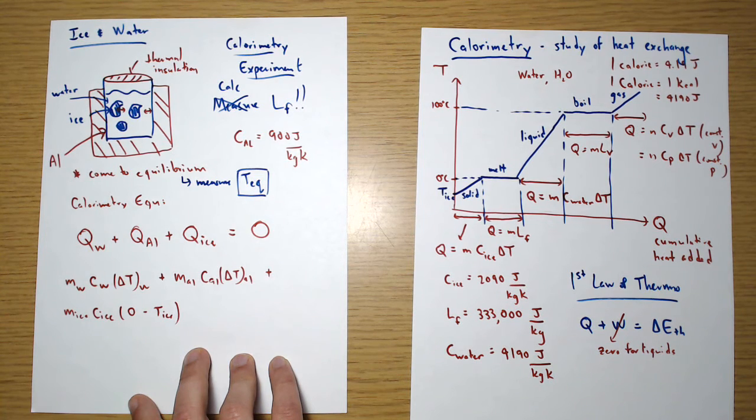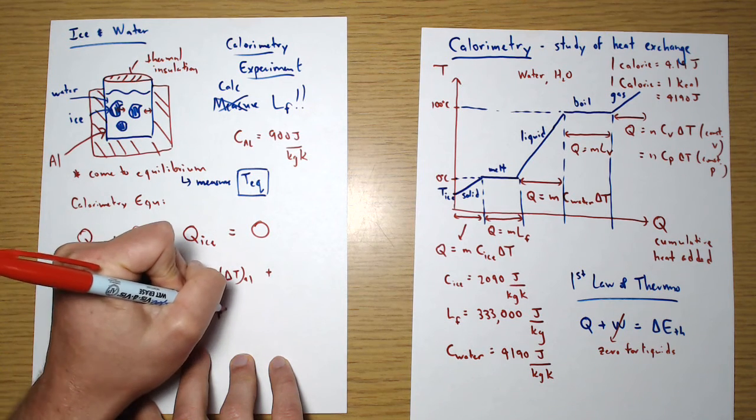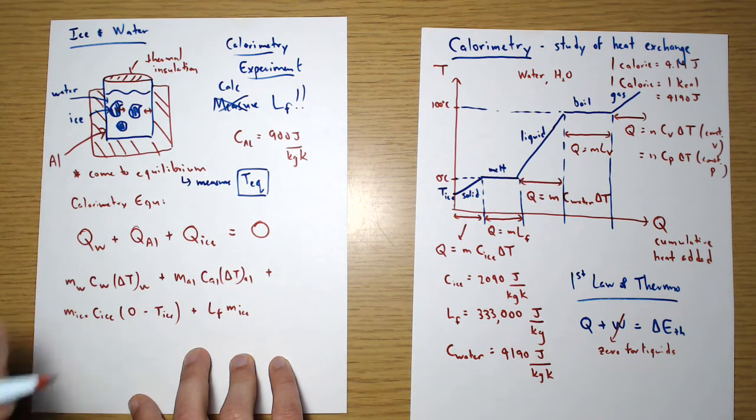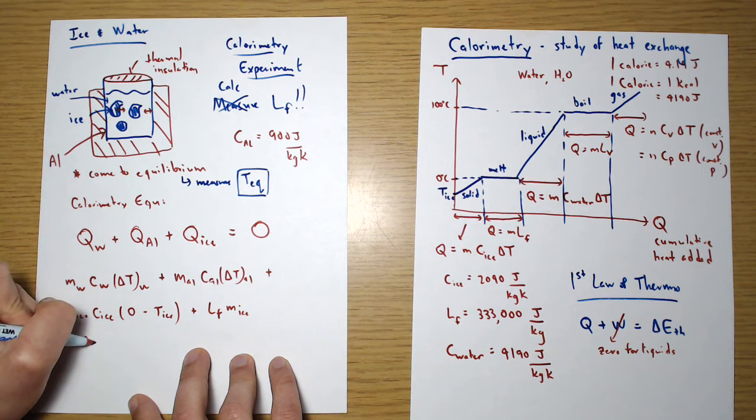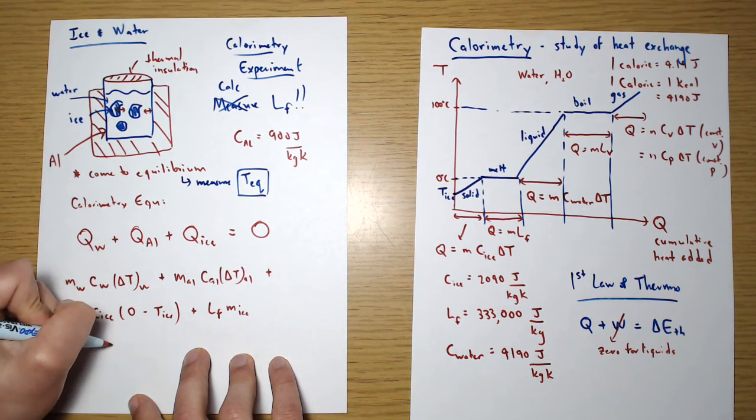So this term right here warms the ice to 0 degrees. The next thing you need to do is actually melt the ice. And the final thing you need to do is warm the melted ice to the new equilibrium temperature, which the system comes to, and that's what can be measured very simply in a calorimeter.